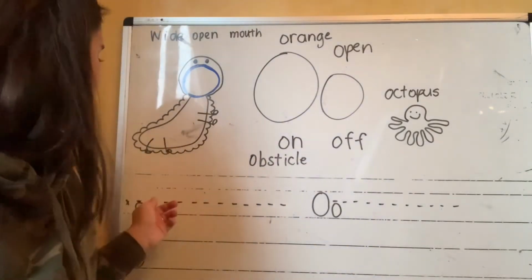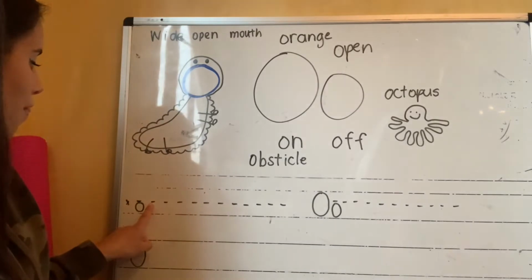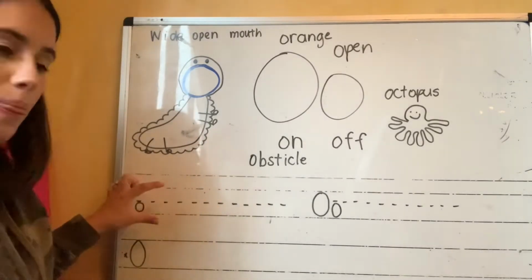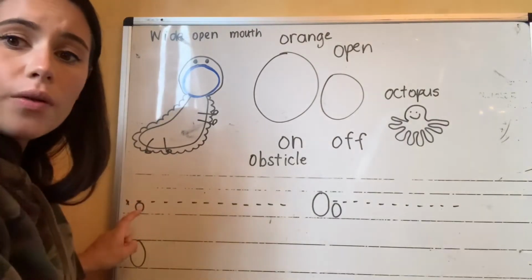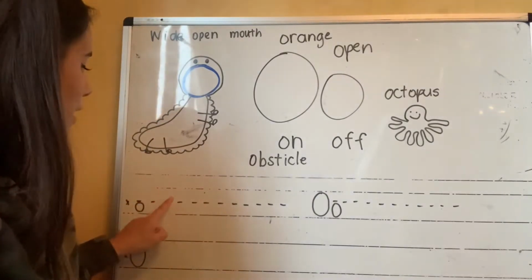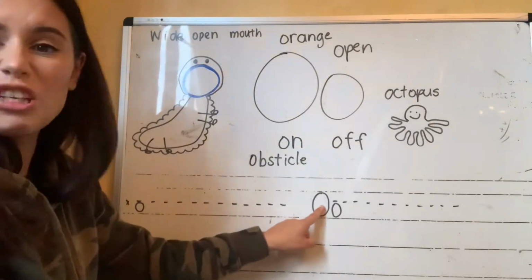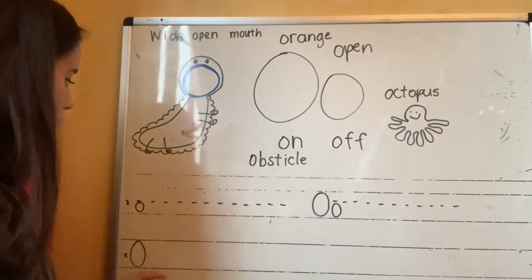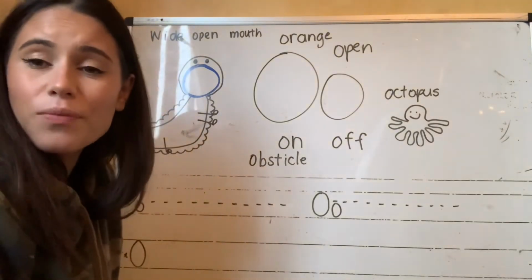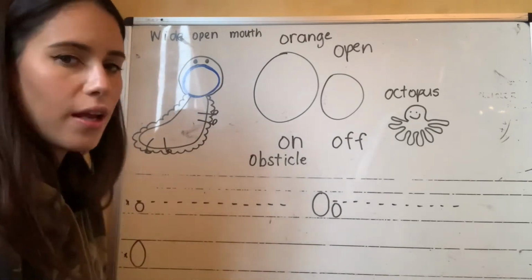Now I'm going to practice some lowercase O's, and you can see that there is a dotted line in the middle of my line. So that tells me that for my lowercase O, I shouldn't go any higher than this middle line. Otherwise, it turns into a capital O. Alright. Now if I make a mistake, that's fine. I'll just use my blue to-do pen to cross it out and keep trying.